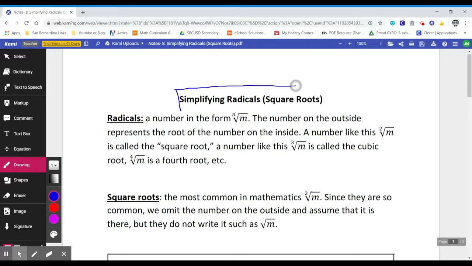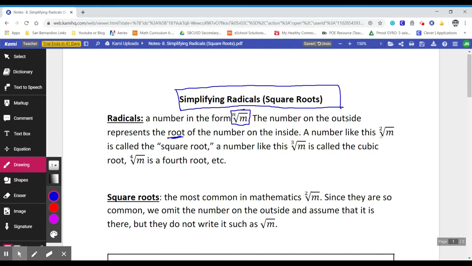So by definition, and I put the definition right below, this is for every single math class that you're ever going to be in, so you might want to write this down. A radical is basically a number in the form of n, a little number on the outside with a square root, and then m on the inside. So that means the nth root of the number m. The number on the outside represents the root of the number on the inside.